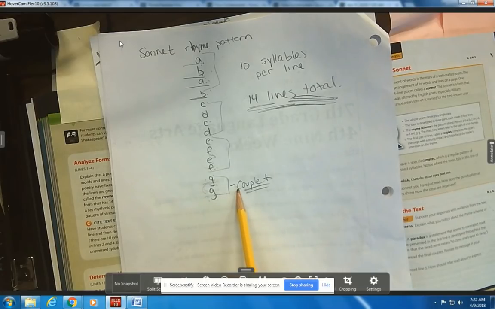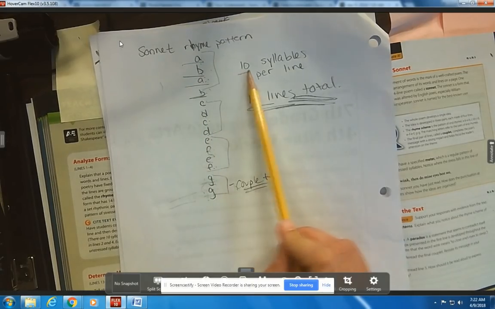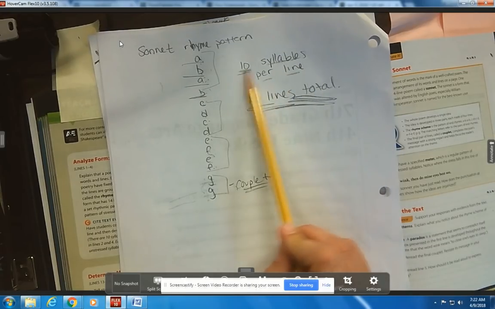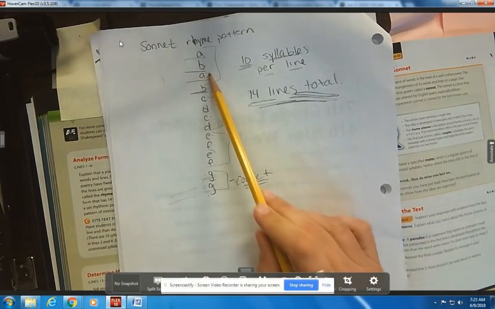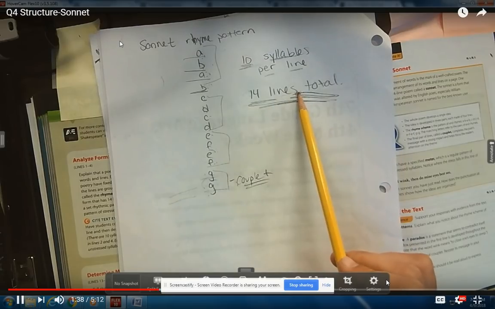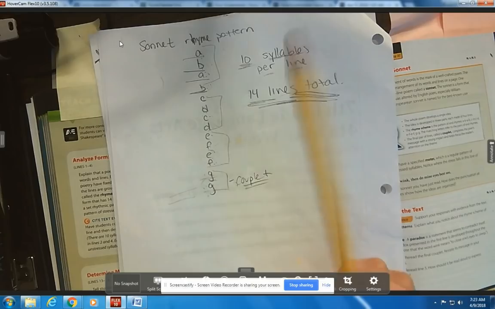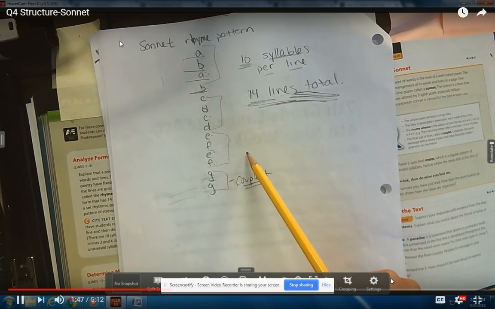Another thing about a couplet is that each line of a couplet has the same number of syllables, which in a sonnet, every line is exactly 10 syllables. So you really have to map out and count out or clap out your syllables to make sure each of them is only 10 syllables in length. Sonnets are also always 14 lines total. So it's always going to be 4, 4, 4, and 2 in that final couplet. So if you're interested in something that has a lot of structure, a sonnet may be something for you.